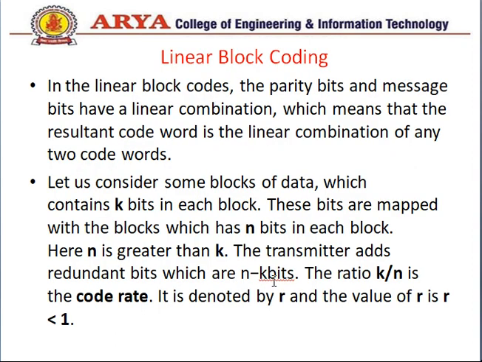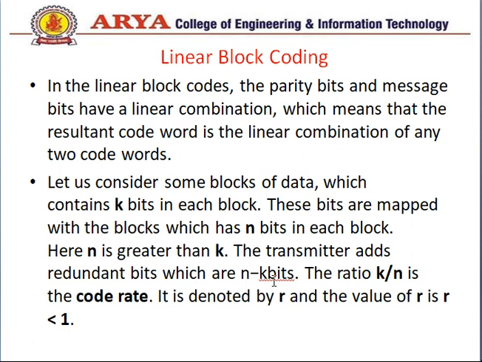Next is linear block coding. In linear block codes, the parity bits of the message have a linear combination, which means that the resultant code word is the linear combination of any two code words. Let us consider some blocks of data which contain k bits in each block. These bits are mapped to blocks which have n bits in each block. Here n is greater than k. The transmitter adds redundant bits, which are n minus k bits.